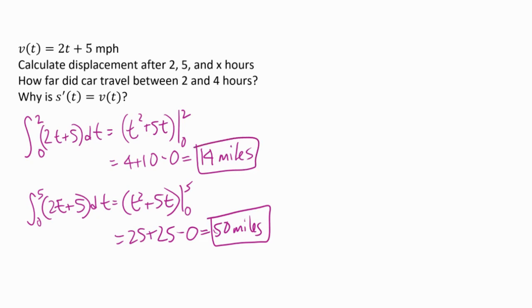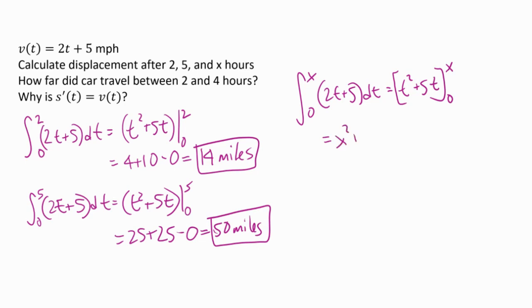All right, and then x hours, so the integral from 0 to x of 2t plus 5 dt is equal to t squared plus 5t from 0 to x. So that's going to be x squared plus 5x minus 0. And that would be also in miles.